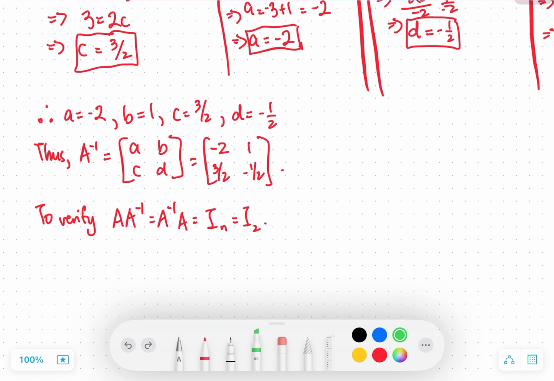Therefore, A inverse, let me change it to yellow, is equal to negative 2, 1, 3/2, negative 1/2. Okay, and I guess that's it for this video.